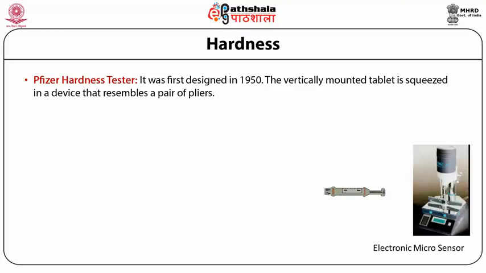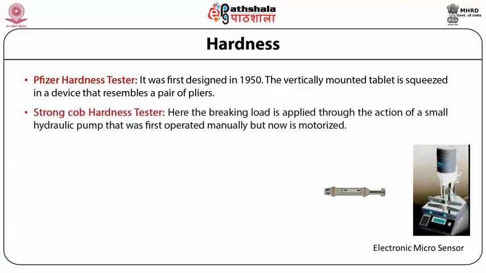The third type of hardness tester is the Strong Cobb hardness tester. Here the breaking load is applied through the action of a small hydraulic pump that was first operated manually but now is available in a motorized form.